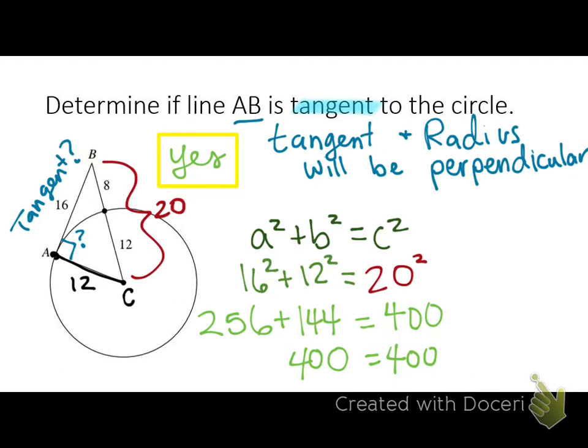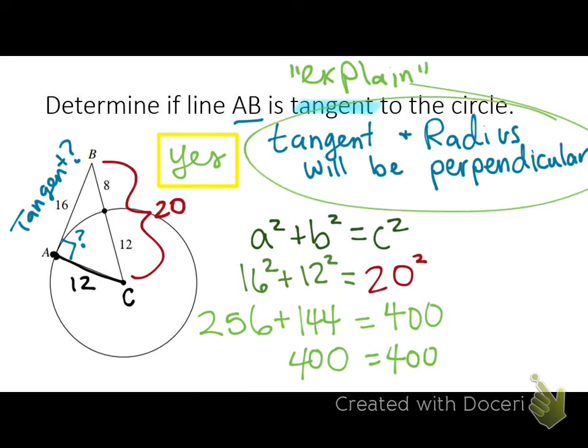Your quiz will say to explain. If it says to explain, you would say because the tangent and the radius are perpendicular, or because the tangent and the radius form 90, something to that effect.